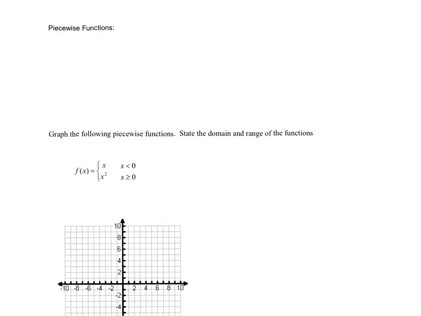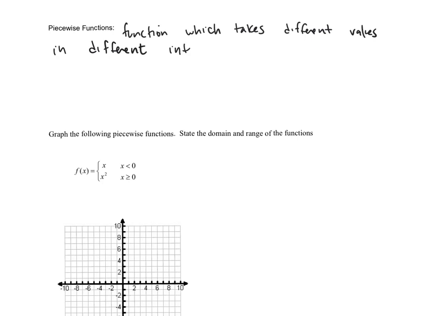The final kind of function we're going to look at here is what's called a piecewise function. A piecewise function is a function which takes different values in different intervals. So depending on what your x value is, it might be a parabola, it might be a line, it could be something else. So we can just very informally try to draw what a piecewise function looks like.